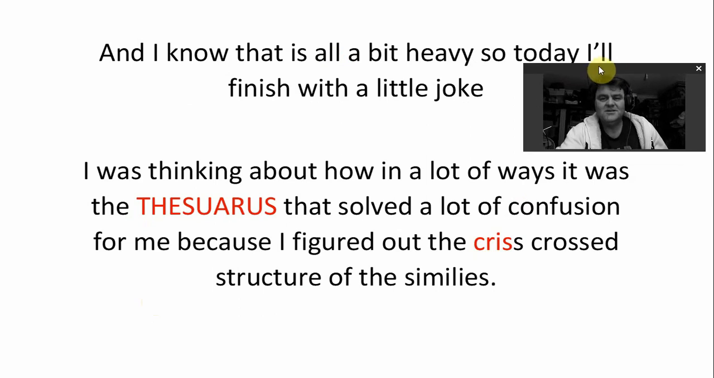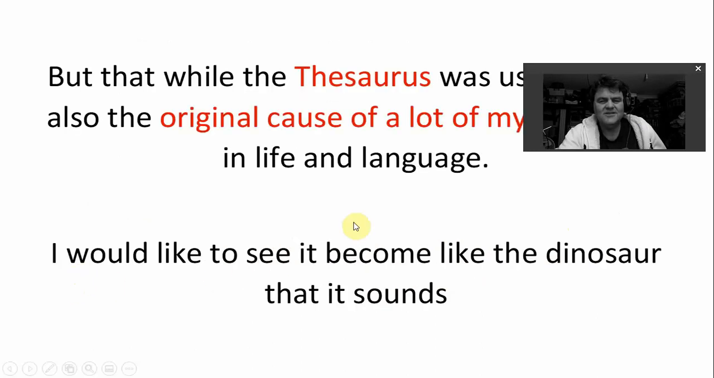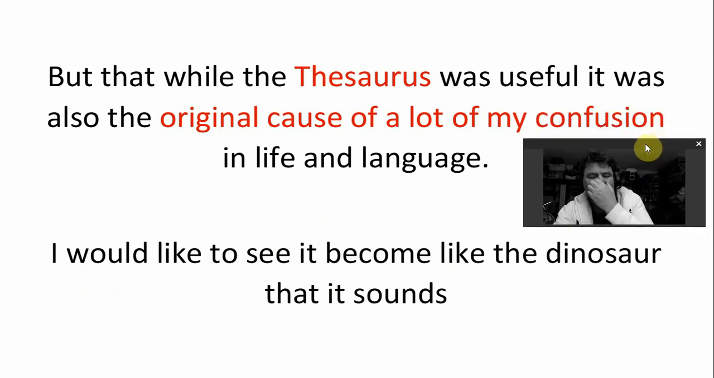But I'll leave you all with a little joke I thought of while I was going through the mighty thesaurus. So I was thinking of a lot of ways how it reminded me of a thesaurus because of the word saurus there. A dinosaurus. So, right, there was this crisscrossed structure in the similes, right? That sort of led me to how to figure out this code, right? But the thesaurus, it reminded me of a dinosaur, the sound of it.